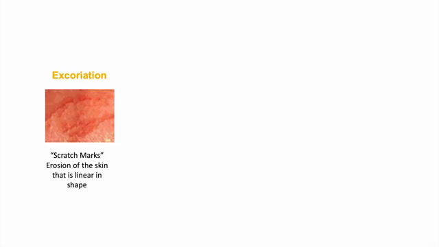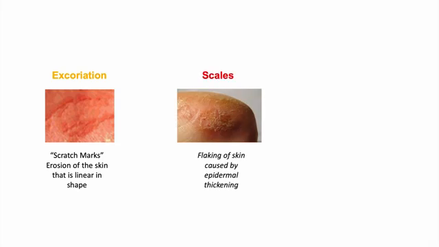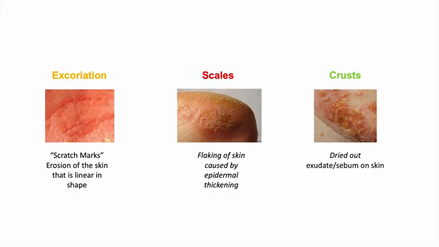An erosion is a loss of part of the epidermis, and it is linear in shape, so it's where someone's actually scratching. Scales are another skin lesion that you might see. It's basically a flaking of the skin caused by epidermal thickening. And then a crust is dried out exudate. So an exudate could be anything like pus or something like that in a skin condition. Usually we can see this in impetigo, so we can see these golden crusts. Or it could be dried out sebum on the skin, so that is what a crust is. So it's different than scales.